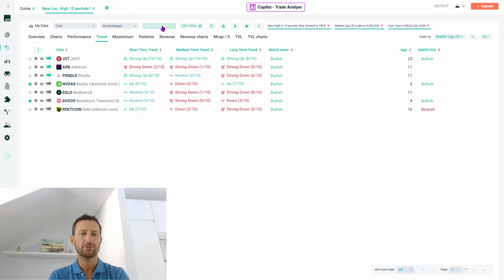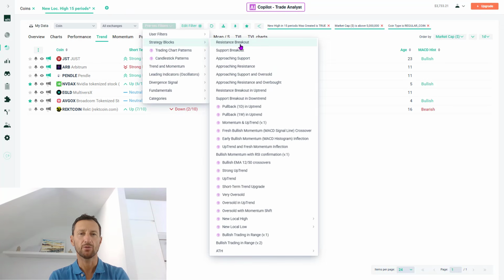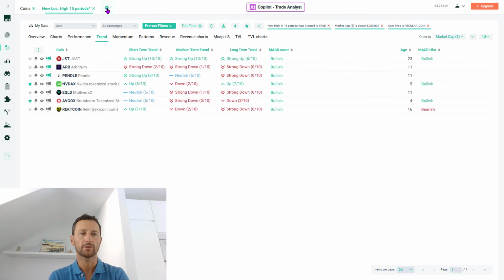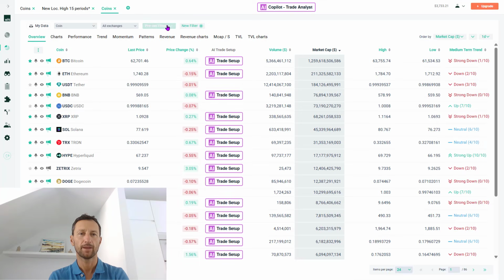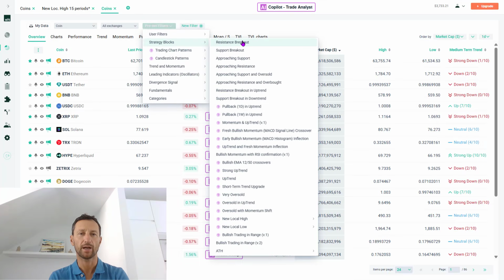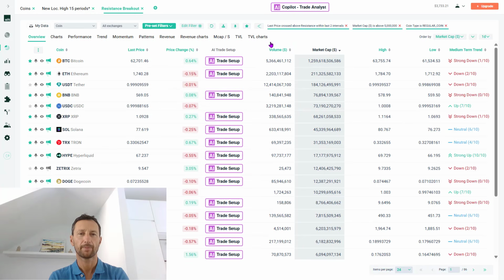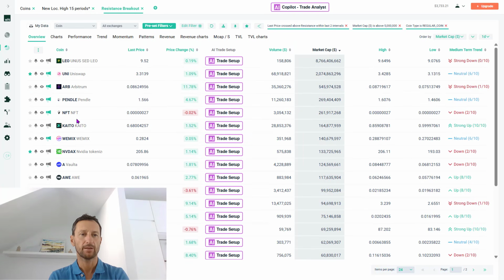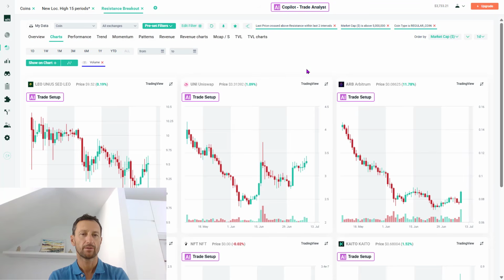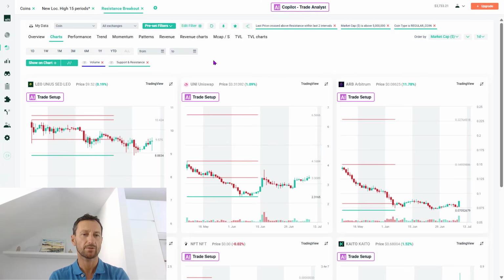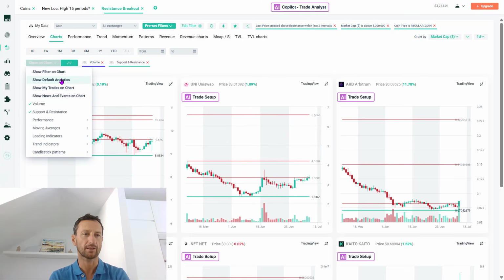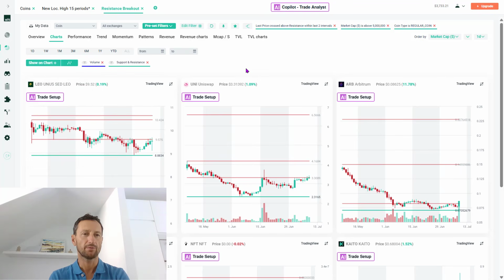Now, I found the same result when I went and used the resistance breakout preset filter. Let's go ahead and open a new tab here and use that filter, resistance breakout. Okay, different results in some cases. All right, let's add the support and resistance, or you can also say, let's add the default analytics.